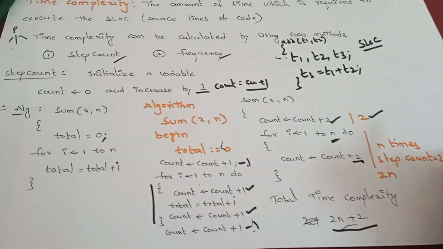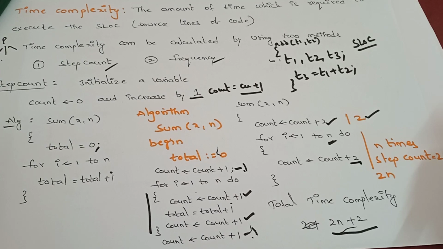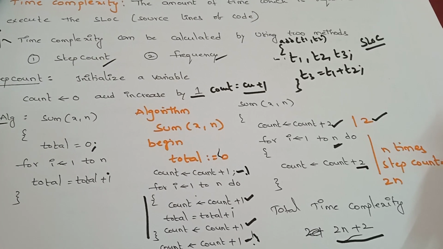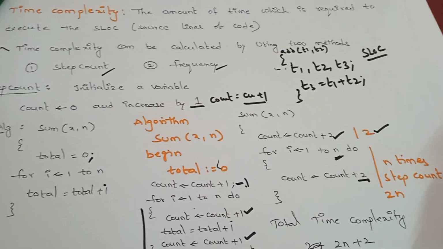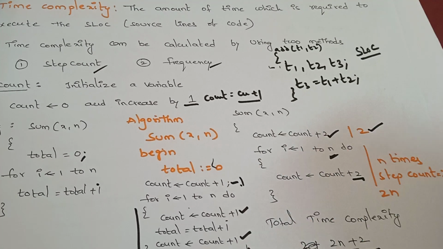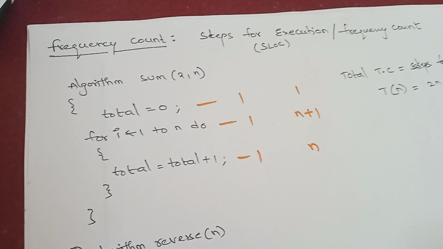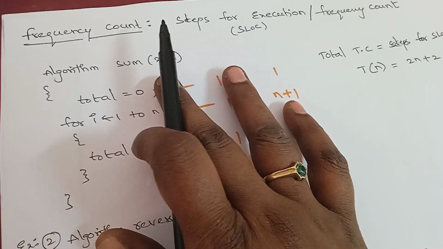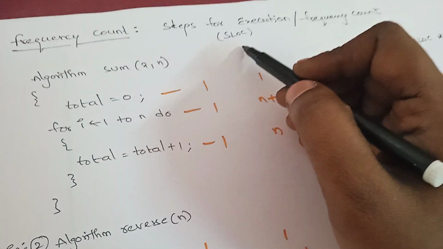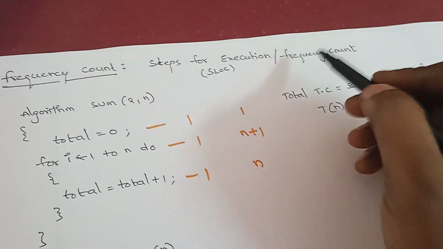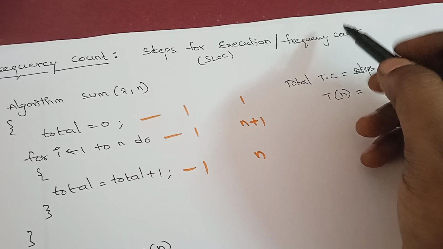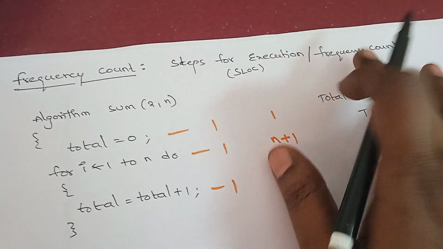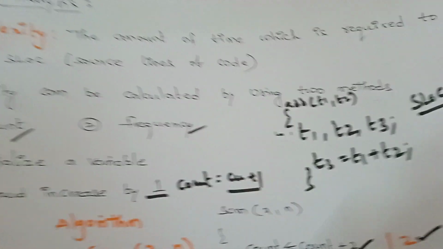Now this is all about the first method of time complexity. And let's see the second method, frequency count, and how we will be calculating time complexity using it. Frequency count will be calculated per SLOC. The meaning of frequency count is, generally we execute one statement a single time, right? In the previous example we were seeing this.